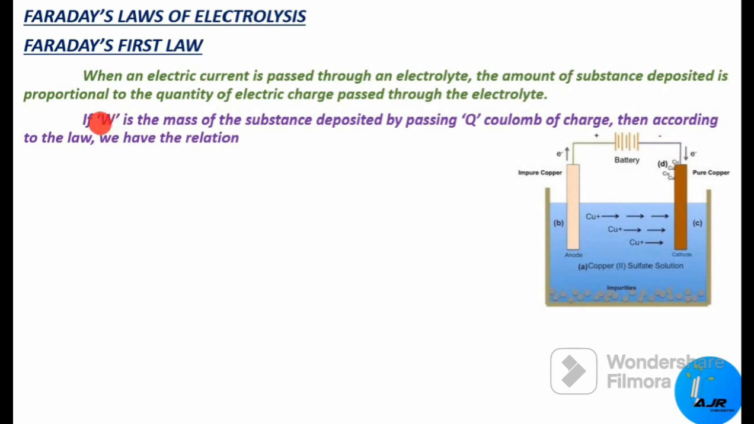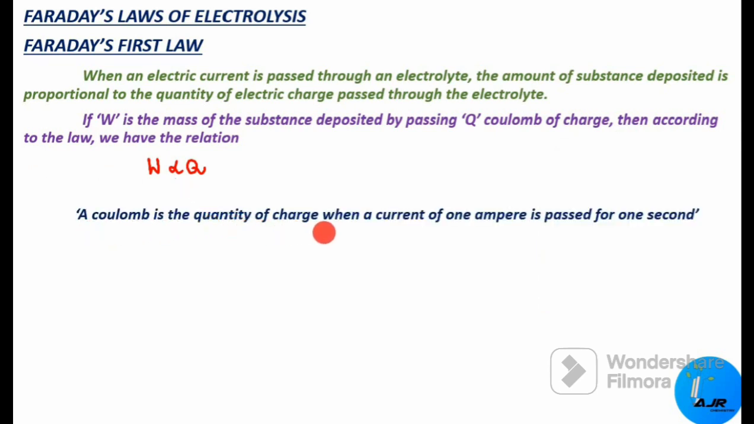Let us consider that W is the mass of the substance deposited by passing Q coulomb of charge. Then according to this law, we have the relationship W is directly proportional to Q. That is, according to Faraday's first law, the amount of substance getting deposited will be directly proportional to the coulombs of charge that we are passing. So what is a coulomb? A coulomb is the quantity of charge when a current of 1 ampere is passed for 1 second.